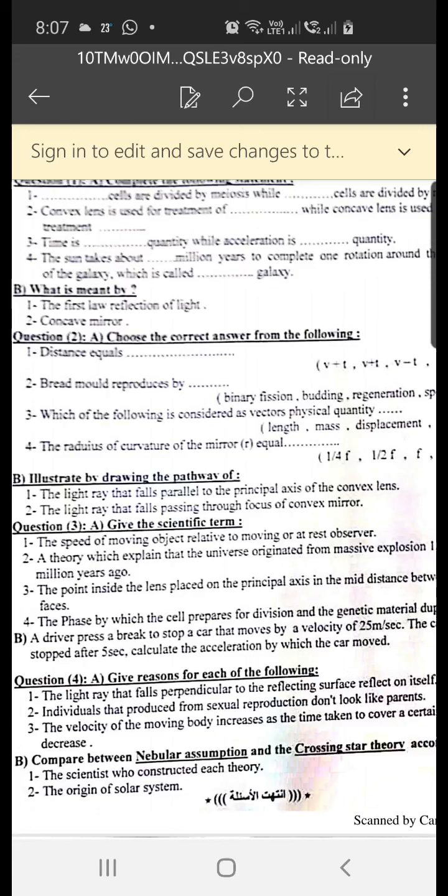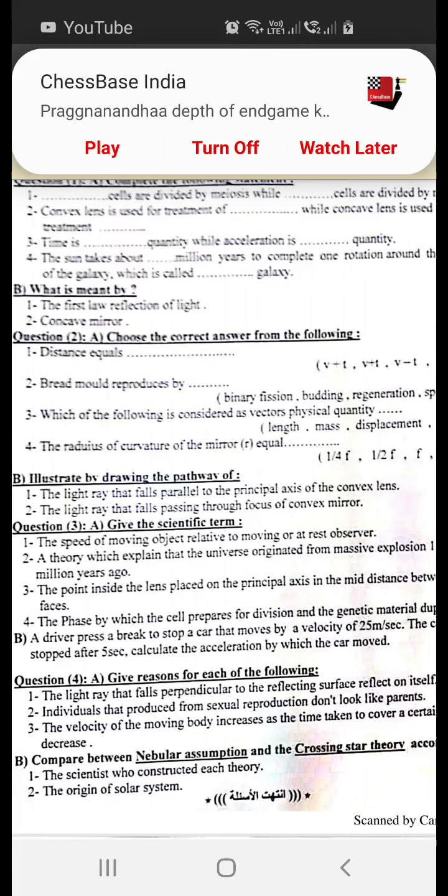Number 2, concave mirror. What is meant by concave mirror? The concave mirror is a spherical mirror, which is considered a part of a sphere, whose internal surface is the reflecting surface.